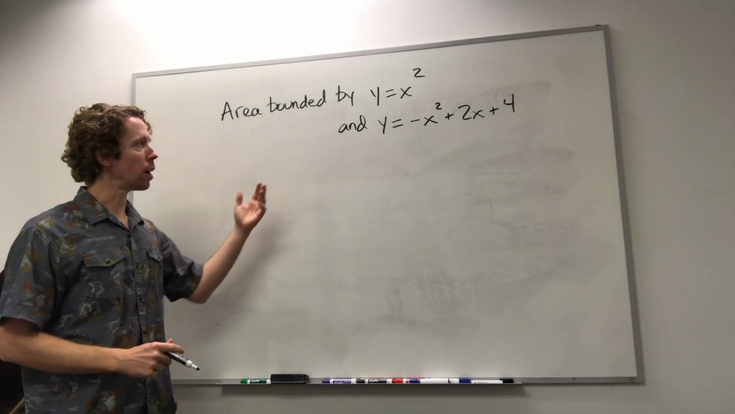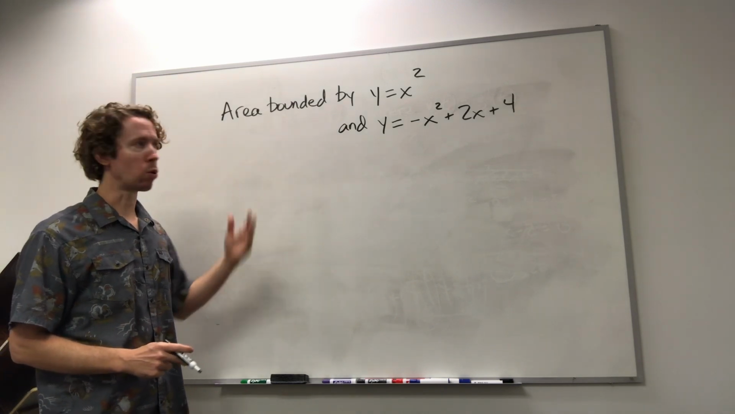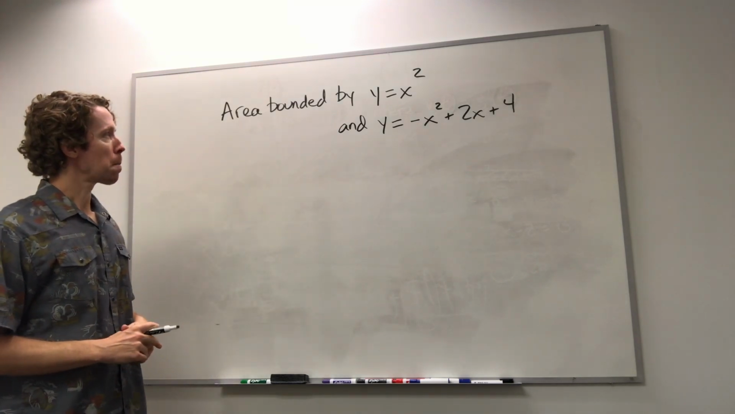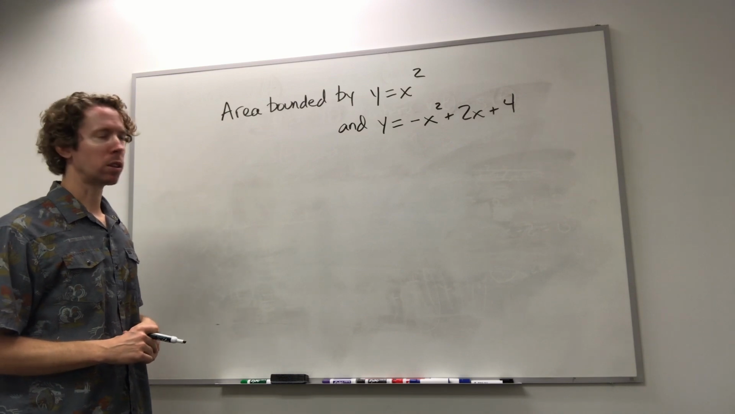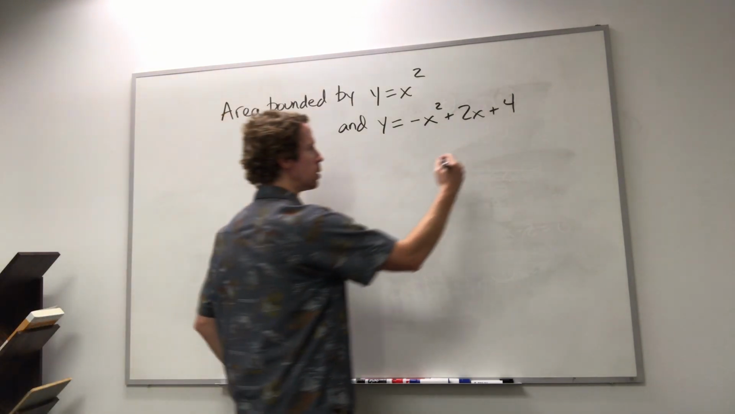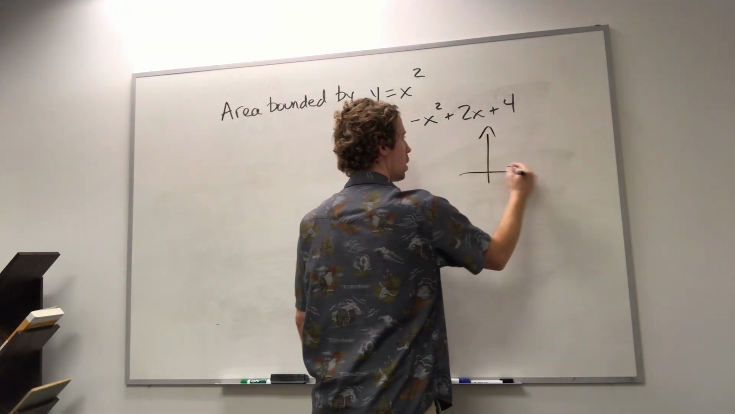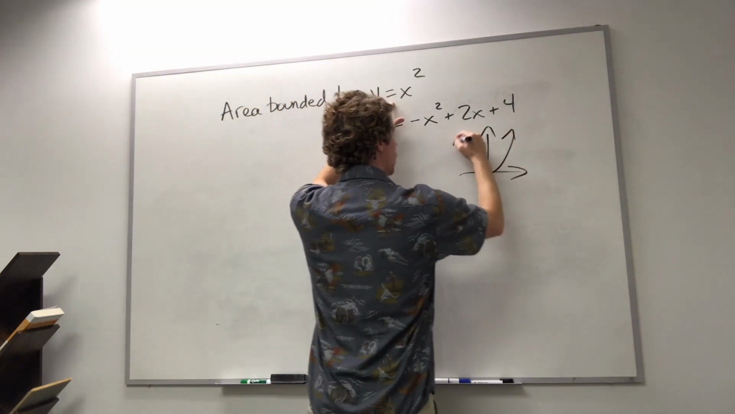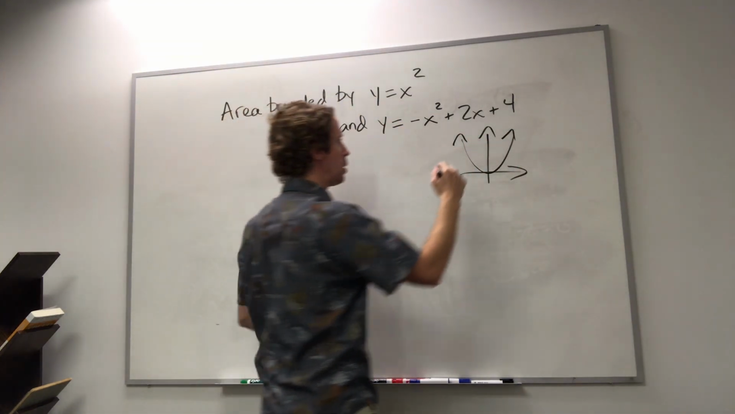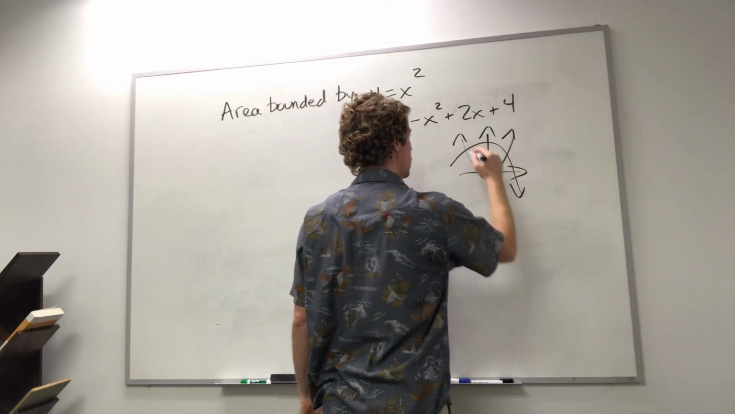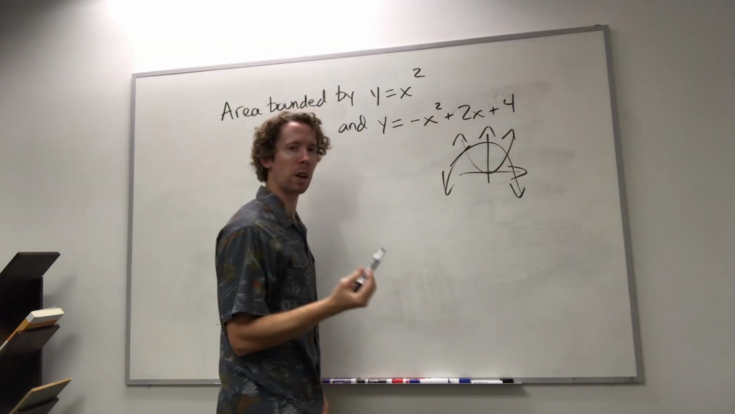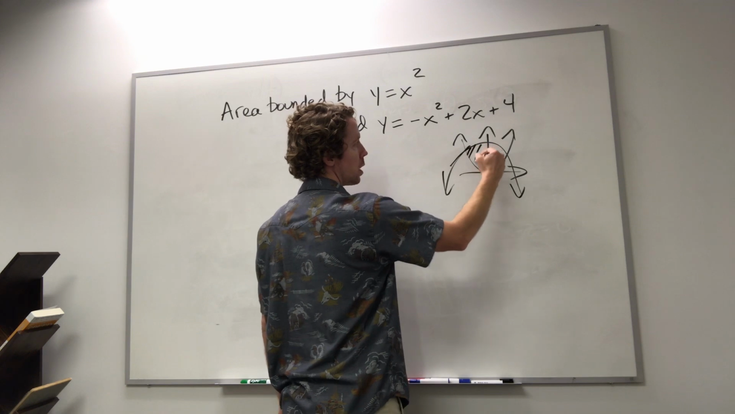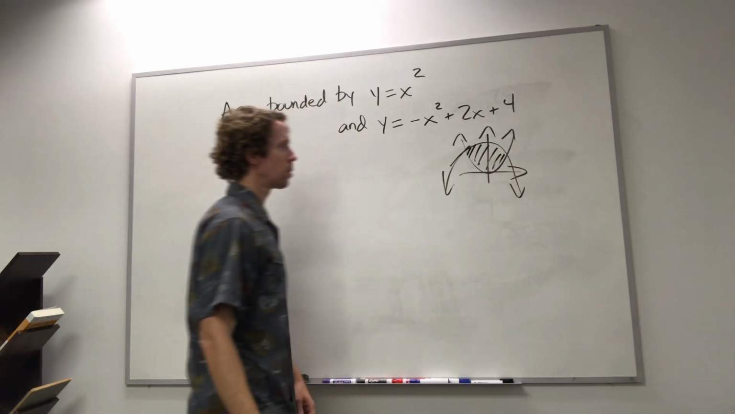All right, I want to find the area bounded between these two quadratic functions. I don't know exactly what the graph looks like, but basically I have one parabola opening down, and I'm trying to find the area that's bounded by those two.